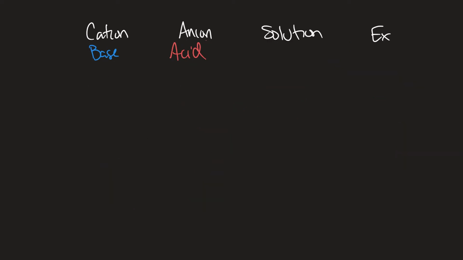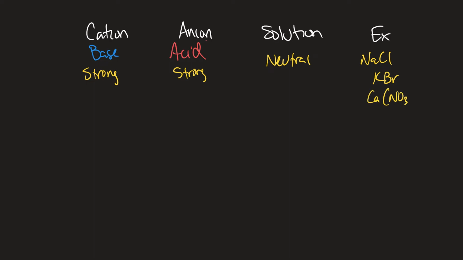So what if the salt is made from a cation from a strong base, and the anion comes from a strong acid? Then the solution here will actually be neutral. And what are some examples? NaCl, potassium bromide, calcium nitrate.